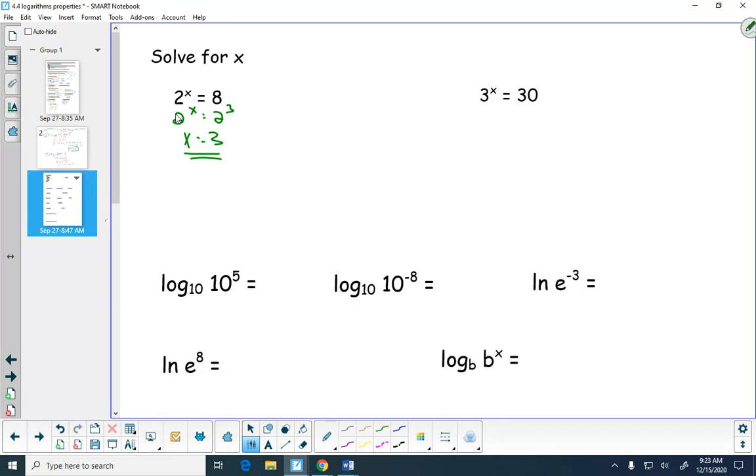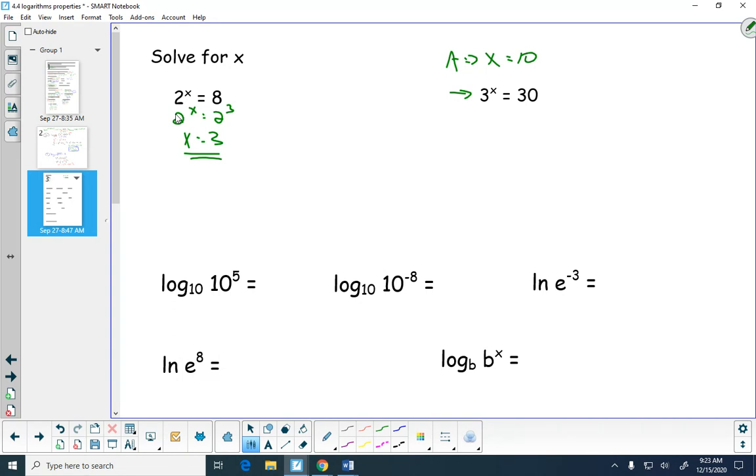But the problem we run into is when we go to the next problem, we have 3 to the x is equal to 30. And on an ACT question, your first option, option A, will be x is equal to 10. That would be option A, because people that answer incorrectly just quickly go, oh, let's see, 3 times 10 is 30. My answer has to be 10 then, which is incorrect.